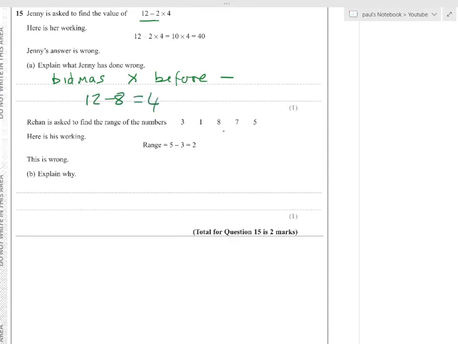Rayon's asked to find the range of the numbers. Here's his working. The range is 5 take away 3 is 2. Wrong. The range is 8 take away 1. Oh, why did he get 5 take away? Oh, he's gone from the outside ones. Yeah, I see. 8 take away 1 is 7. Yeah, used outside numbers.